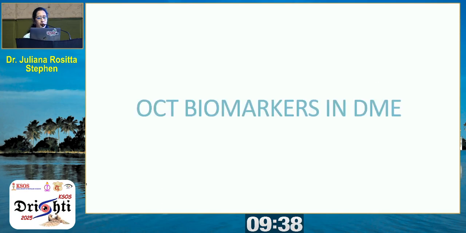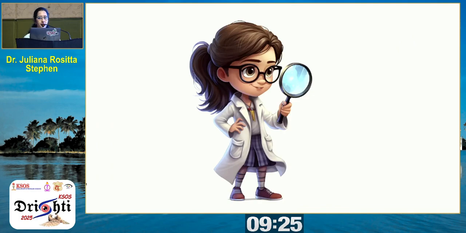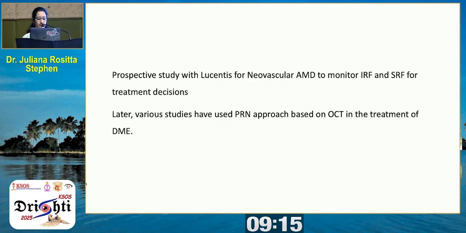So, OCT biomarkers in diabetic macular edema. When we deal with a patient with diabetic macular edema, we tend to see the OCT thickness map and decide the treatment protocols. Here we are going to see about the OCT in detail and look for some biomarkers which can help us to predict the visual prognosis following our treatment.